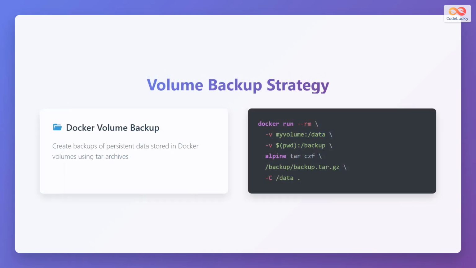Let's talk about the volume backup strategy. We can create backups of persistent data stored in Docker volumes using tar archives. To do this, you can use a command that involves running a Docker container with volume mounts. The command would look like this: docker run --rm -v myvolume:/data -v $(pwd):/backup alpine tar czf /backup/backup.tar.gz -C /data . This command creates a tar archive of the data in the specified Docker volume.